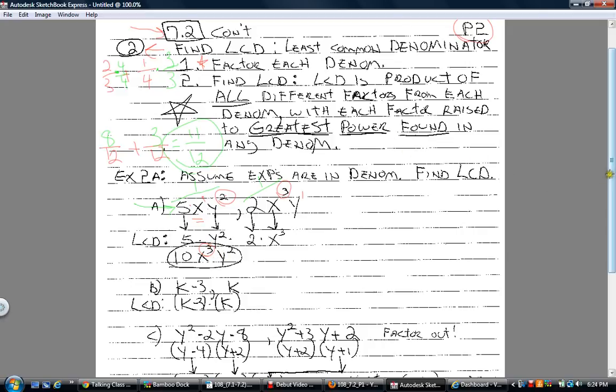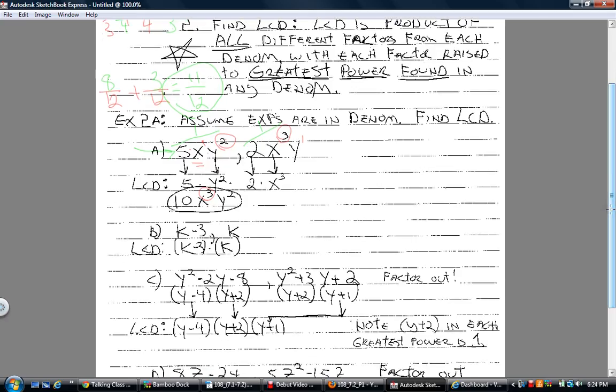Okay, so let's go ahead and take a look at a couple more examples here. This one's pretty easy. The only thing you got to remember is k minus 3 is like 1 over. That's the whole entire denominator, so that has to be a factor. So I put the parentheses, and k is all by itself, so you list it and multiply them together. Okay, and you want to keep them in factored form.